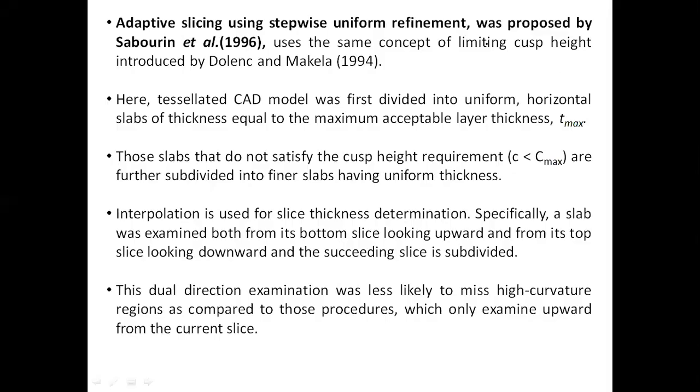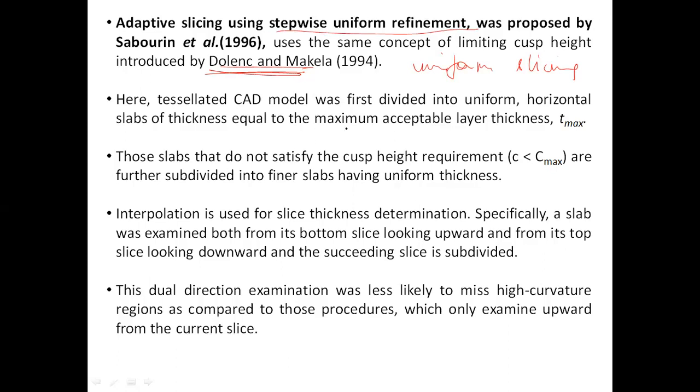This process was not developed by design, but was an accidental discovery. When Dolinek and Makla's concept was implemented into softwares, only uniform slicing was possible. You still didn't have the flexibility of going into adaptive slicing. So what Soborin did was, he used adaptive slicing using stepwise uniform refinement. So how did he find the uniform refinement?